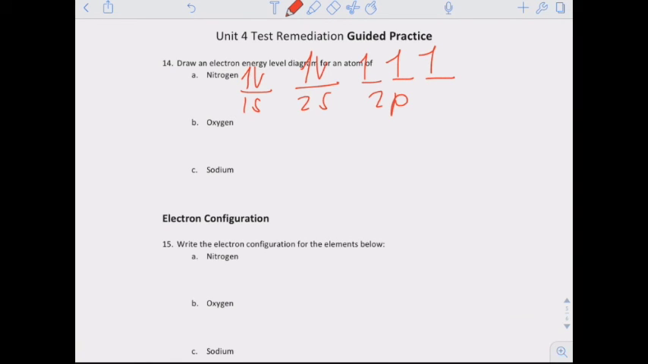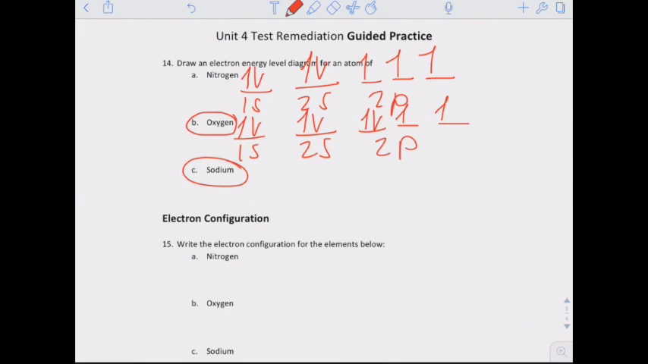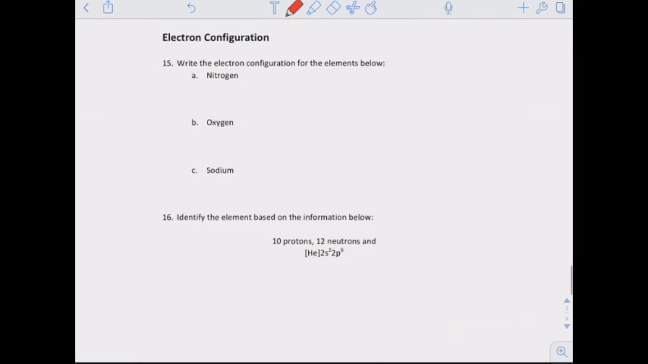We're going to do the same thing with oxygen, except we have 8 for oxygen. So same order, 1s, 2s, 2p, 1, 1, and 3. We go 1, 2, 3, 4, 5, 6, 7. Then we come back and put 8, and it should look like that. Go ahead and try sodium.